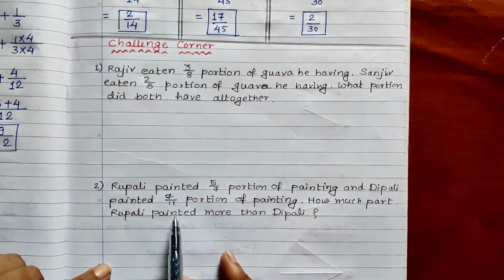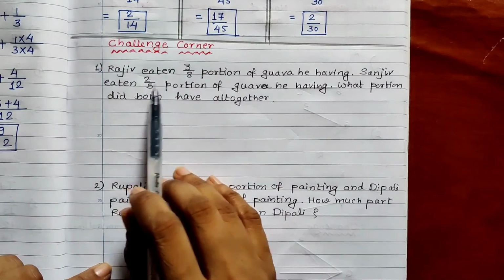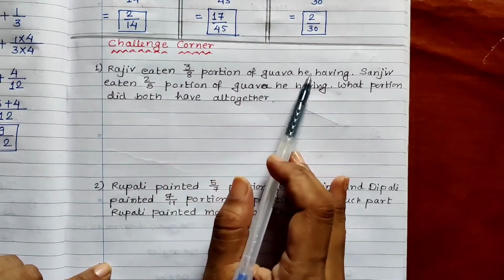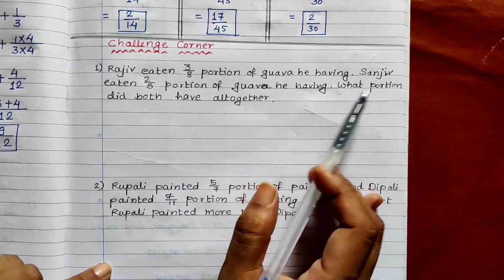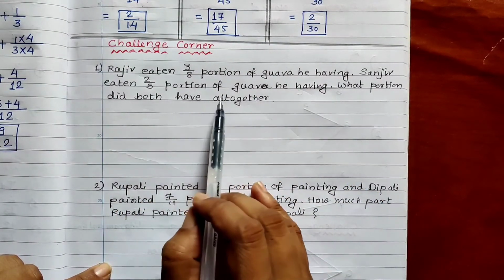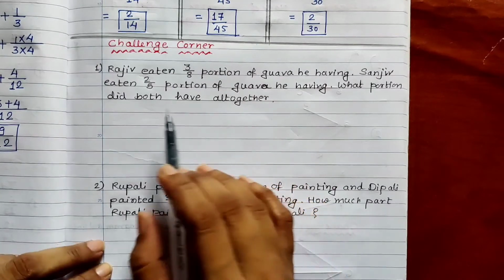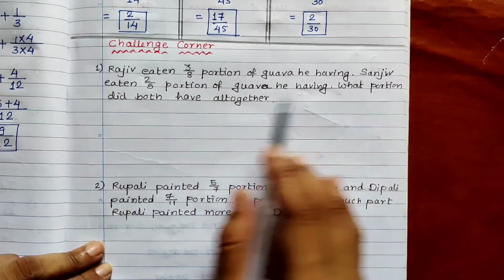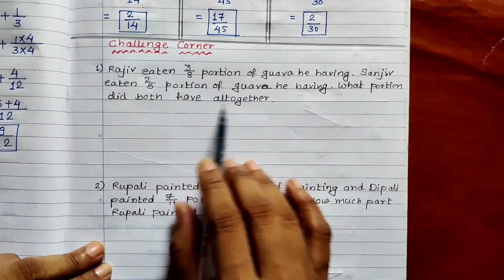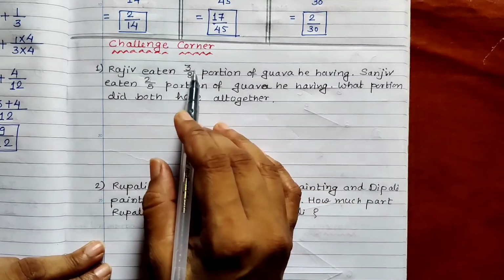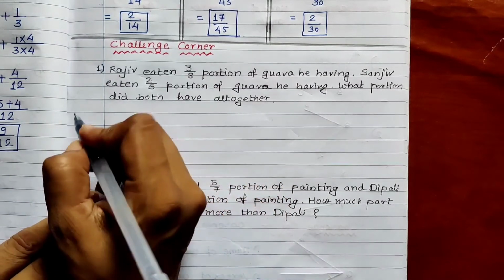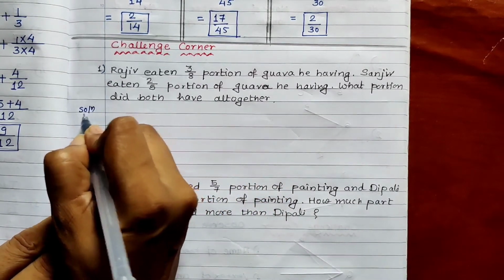Challenge corner, what problems are there? Rajiv ate 3/8 portion of guava that he had. Sanjeev ate 2 upon 5 portion of guava that he had. What portion did they both have all together? That means we have to add 3 upon 8 and 2 upon 5. So let us write the solution.